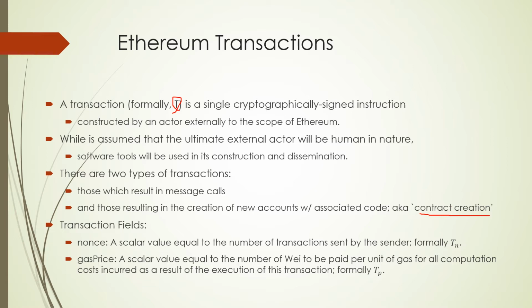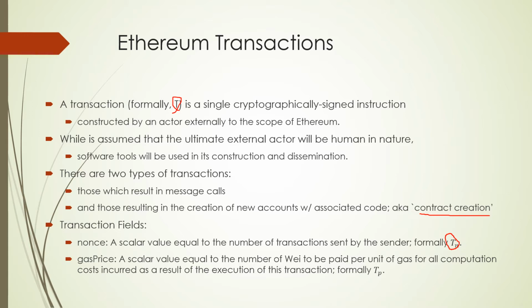Now, let's talk about the fields that are in a single transaction. The first one is nonce, which is a scalar value equal to the number of transactions sent by the sender, and normally this is going to be represented using T sub n, because n stands for nonce and T stands for transaction. The next field is gas price, which is a value equal to the number of wei to be paid per unit of gas for all computation costs incurred as a result of the execution of this transaction.